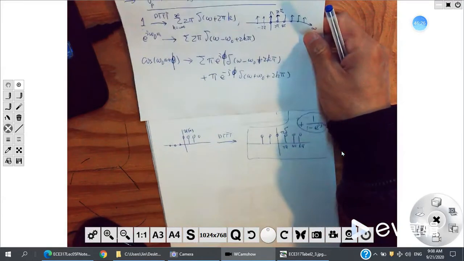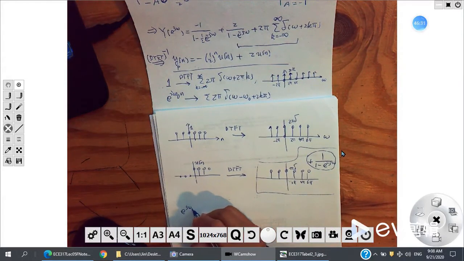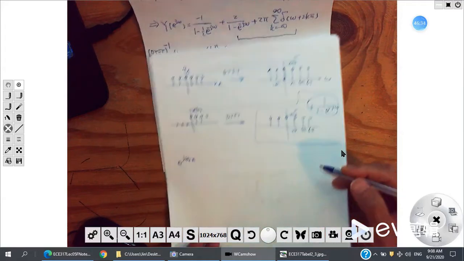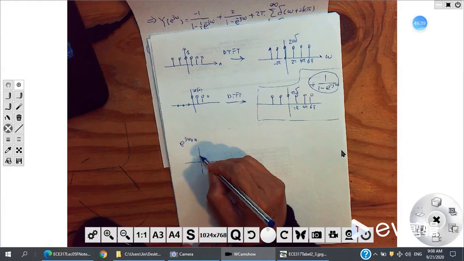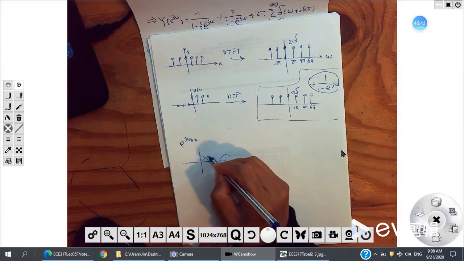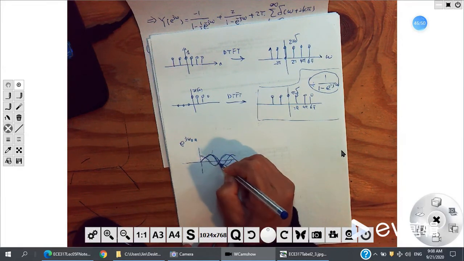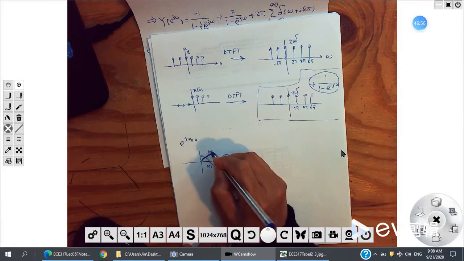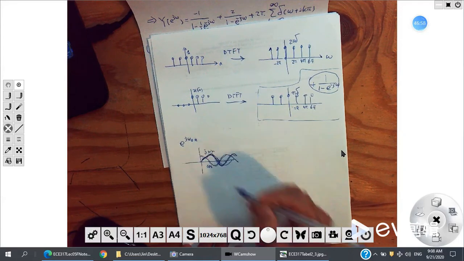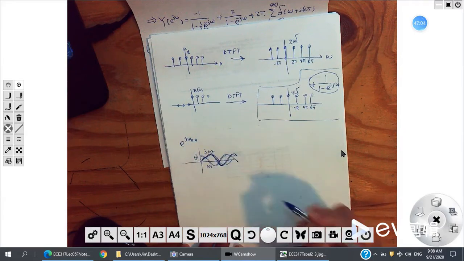And then we go back to here. e to the j omega 0 n. What is e to the j omega n? This is a kind of a cosine. The real part is a cosine, and the imaginary part is a sine, right? It's a combination that gives a graph like this. It's a cosine. This is a sine, with a j in front of it, the combination of these two, right?